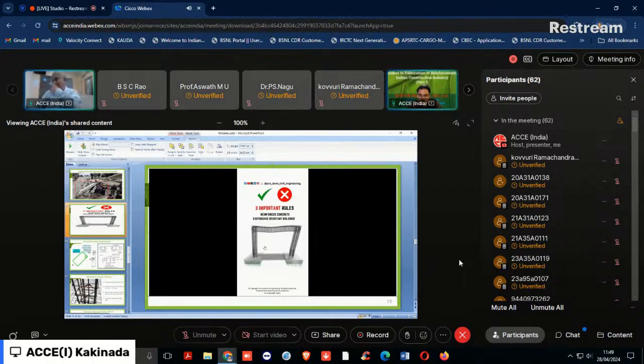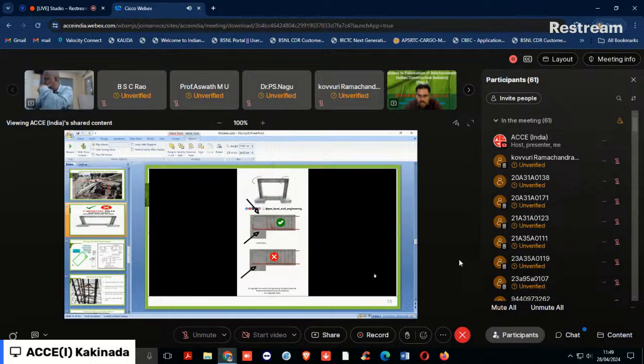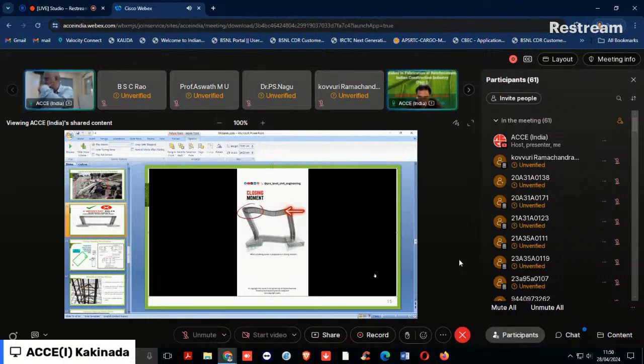Three important rules for designing RC earthquake-resistant buildings. 1. Lower beam rebars must be anchored the same as the top ones. When a building corner is subjected to a closing moment, the top rebar is tensioned. When subjected to an opening moment, the lower rebar is under tension.